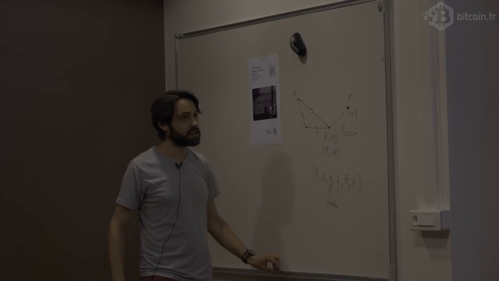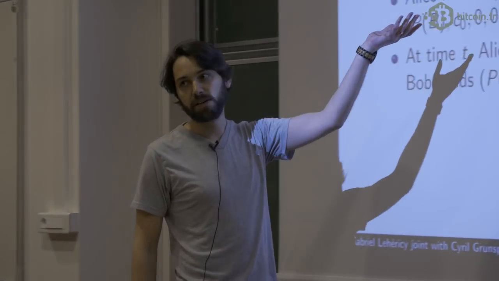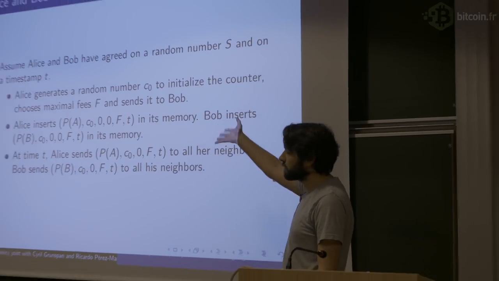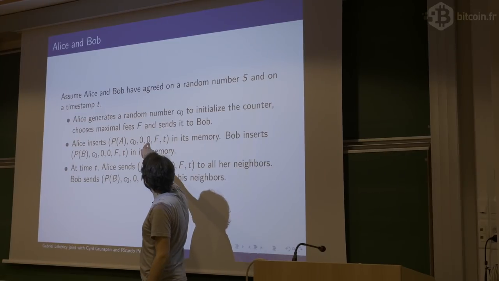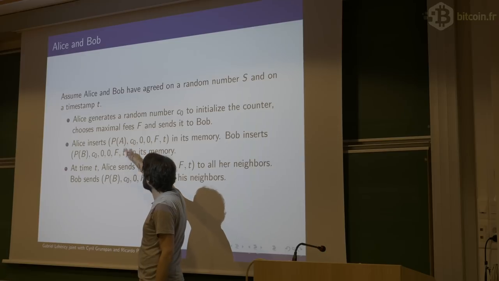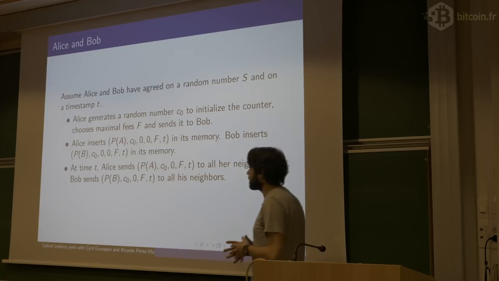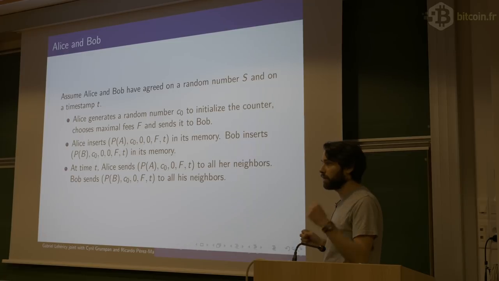So Alice initializes a counter with a random number, and she chooses the maximal fee. She sends this information to Bob. Each of them inserts, so they keep the pheromone in memory. They put 0, 0 because these are the fees; the fees at the beginning are 0. And the sender is 0 because Alice is the original creator of the pheromone seed. Bob does the same. And then at time t, the timestamp that they agreed upon, Alice sends all this information to all her neighbors, and Bob does the same.